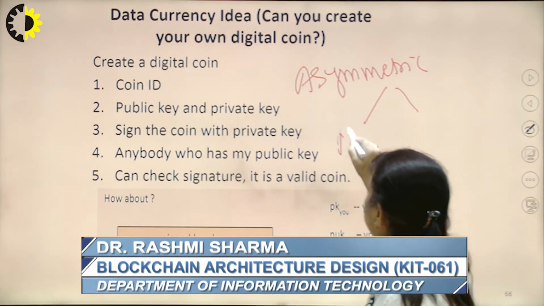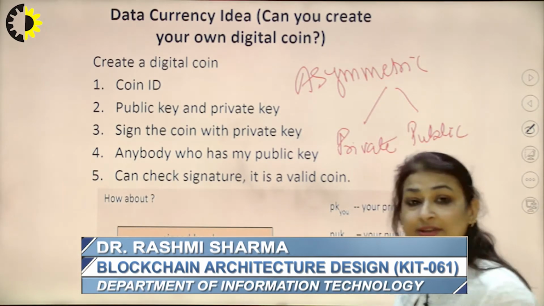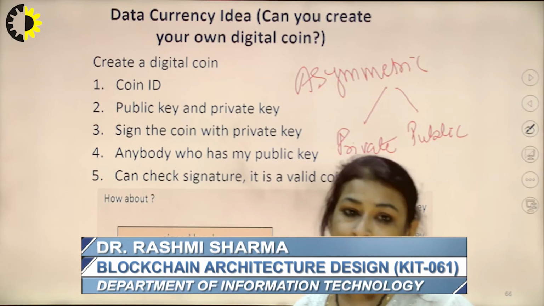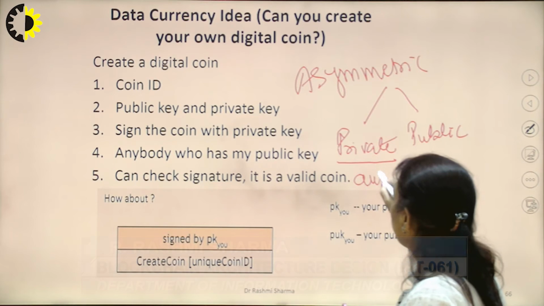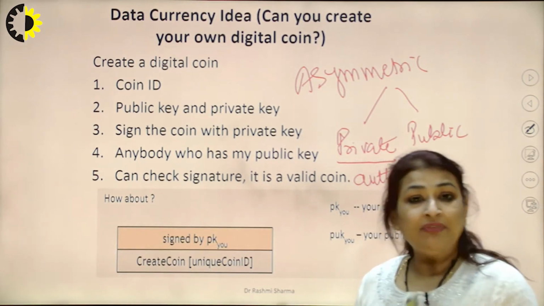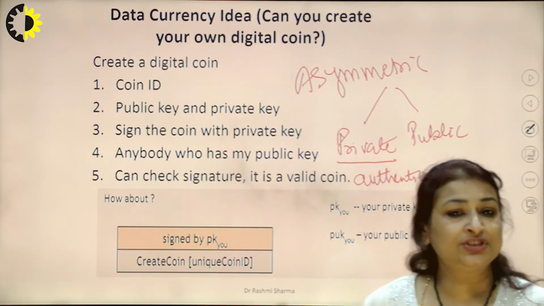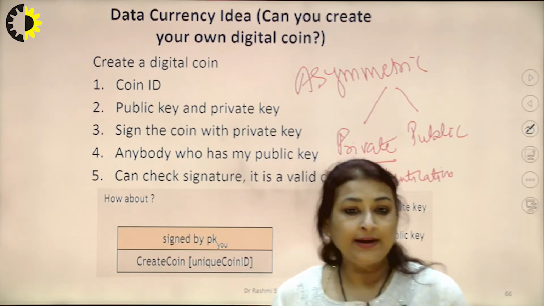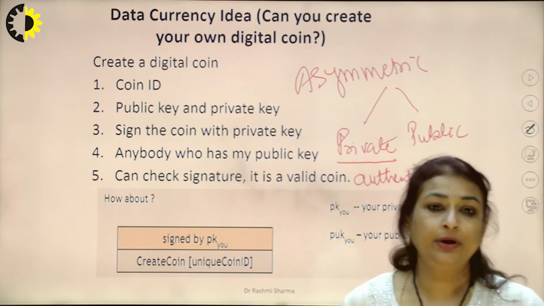One is the private key and another is the public key. The private key is used to identify the person who is sending, or identify the sender. So this private key is used for authentication of the person. For example, when we give a check to a friend and that friend takes the check to the bank, the bank verifies that particular signature, authenticating that I am the owner of that account.